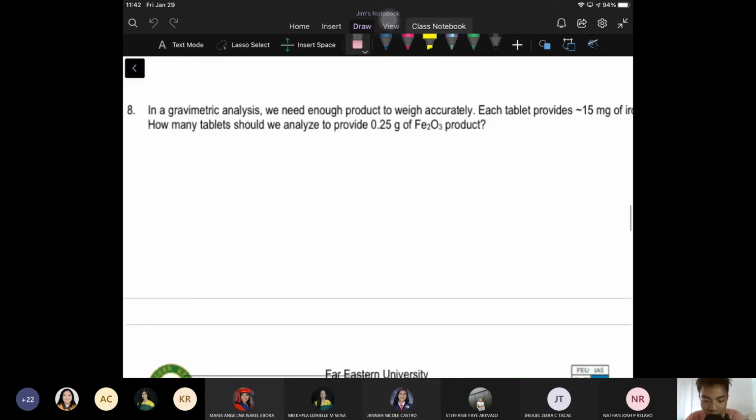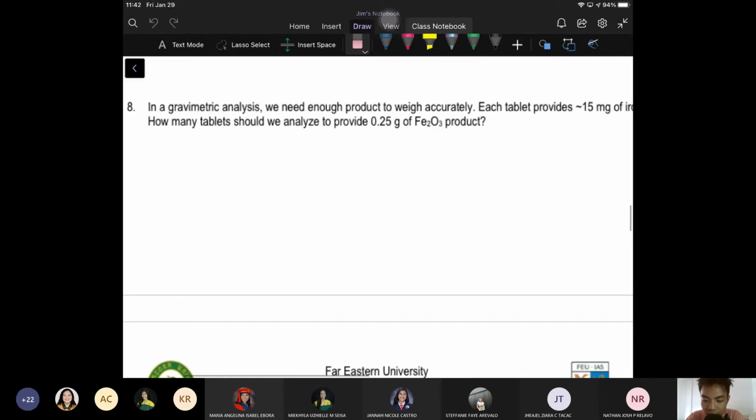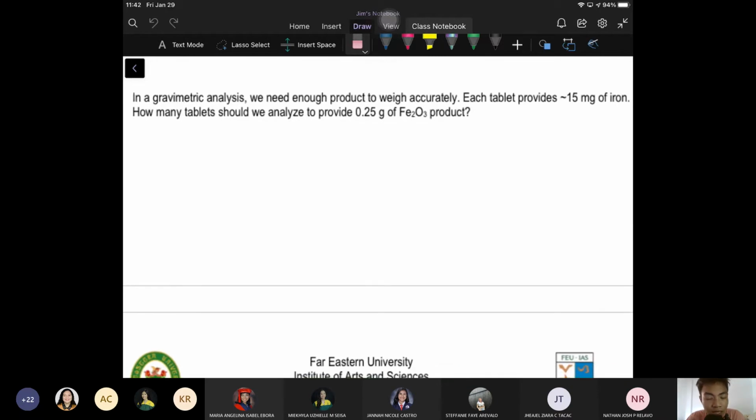For number 8, I'm going to answer this one. This one is actually a gravimetric analysis, which will be discussed next chapter. Yes, chapter 3 yan. However, we can use the stoichiometric ideas dito, para alam nyo na kung ano gagawin. So let's do this. Kapit lang kayo. Stoichiometric conversions tayo.